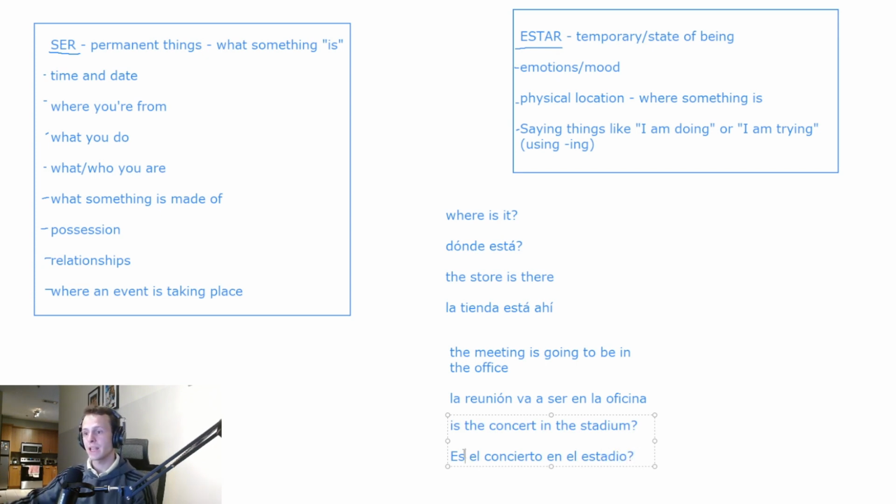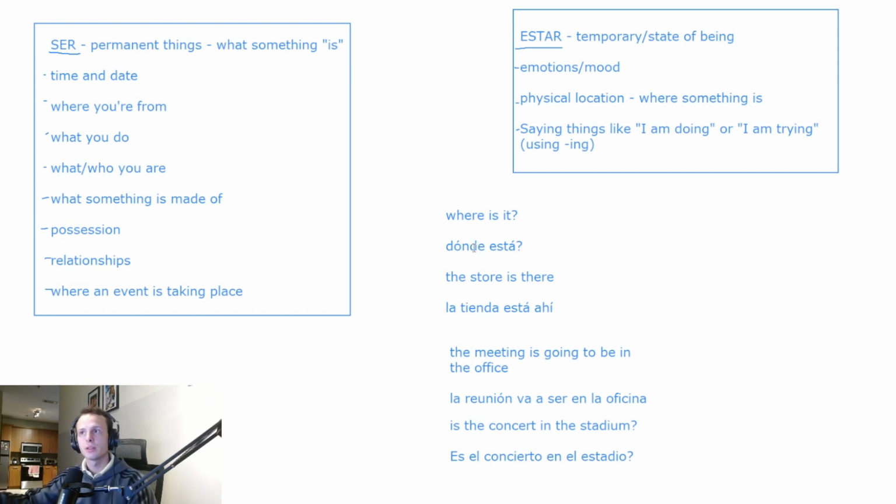And I would use es here and not estar, even though in these instances I'm talking about a location. Technically, I'm talking about where something is. We're talking about an event because it is what it is. The concert is an event that is taking place at the stadium, and the meeting is going to be in the office. It's just describing where something is going to be taking place.